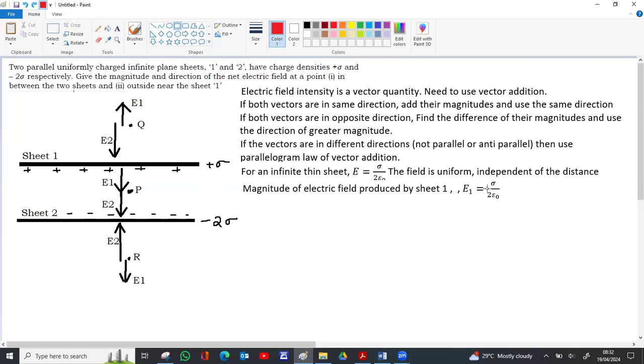So for E2, sigma will become 2 sigma. So 2 sigma by 2 epsilon 0, or sigma by epsilon 0, the magnitude.